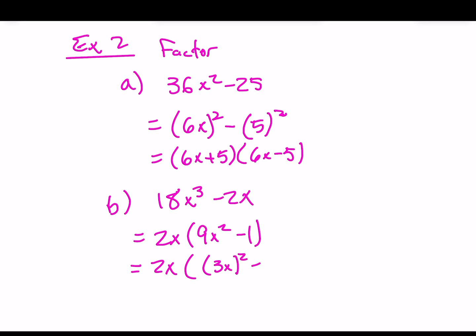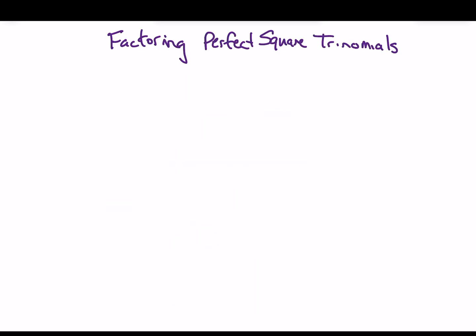So that's 2x times, well, we have a 3x. 3x times 3x is 9x squared minus 1 squared. Oops, we'll use a parenthesis there. So we can rewrite that as 2x times 3x minus 1, 3x plus 1. And it doesn't matter which order you choose for these factors because of the commutative property.